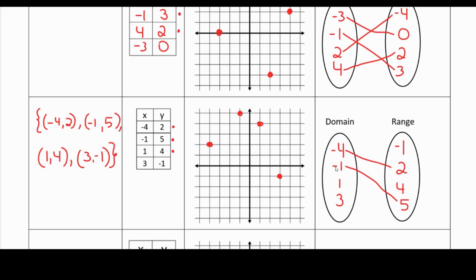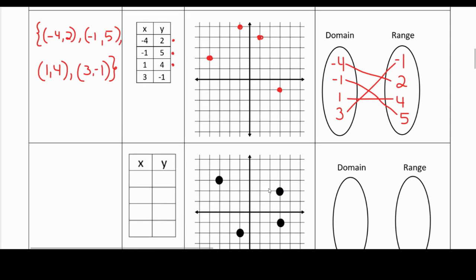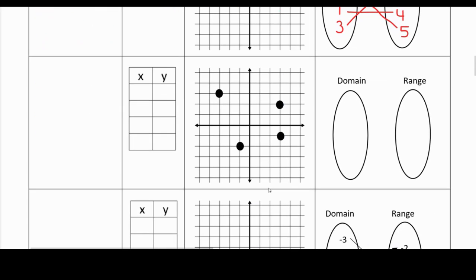1 connects to 4. And then 3 connects to negative 1. So there you go. We represented this table in multiple representations. All right, let's go to the next one.